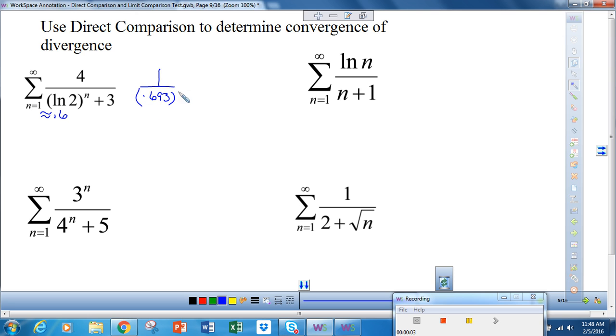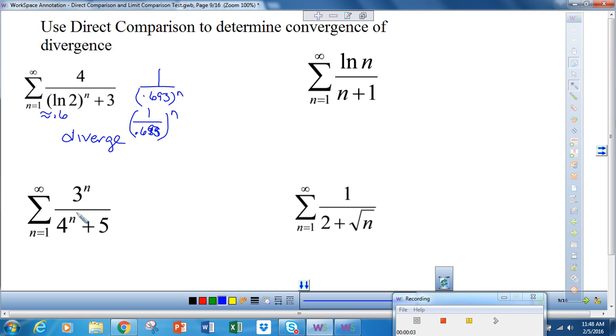0.693 to the nth power. But I have 1 divided by a small number, which makes this entire thing big, and so this actually fails the nth term test. It also fails the geometric test, so this will diverge by the nth term test. Okay? So the natural log of n plus 1, that one, for some reason, is not in your notes, so we'll come back to that one.